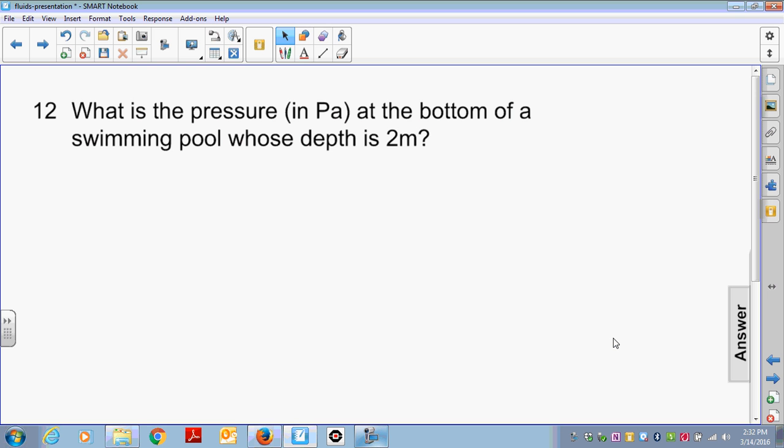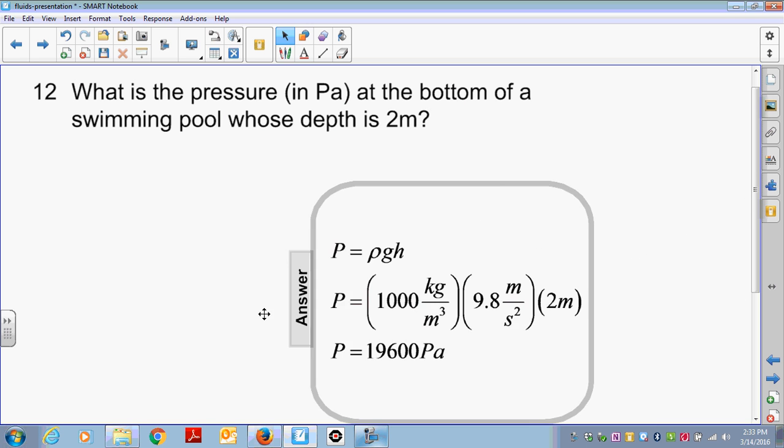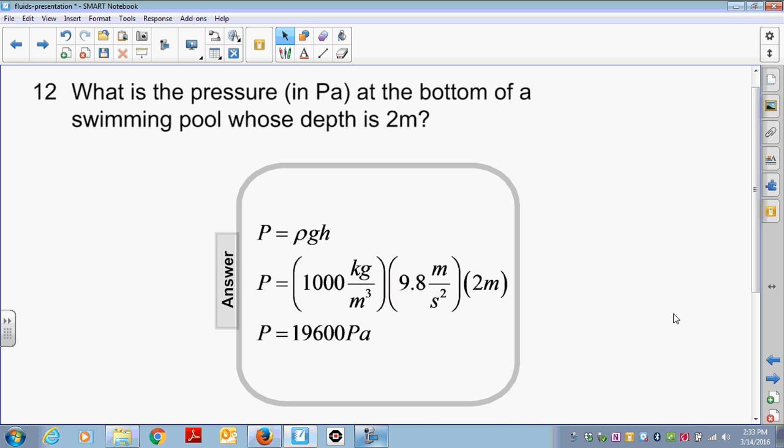What is the pressure in pascals at the bottom of a swimming pool whose depth is 2 meters? Make sure you write out your solution, writing the equation and substituting the numbers in. Go ahead and pause the video now. Okay, so let's take a look. We know that pressure is equal to rho g h. Substituting in our numbers, we end up with a pressure of 19,600 pascals.